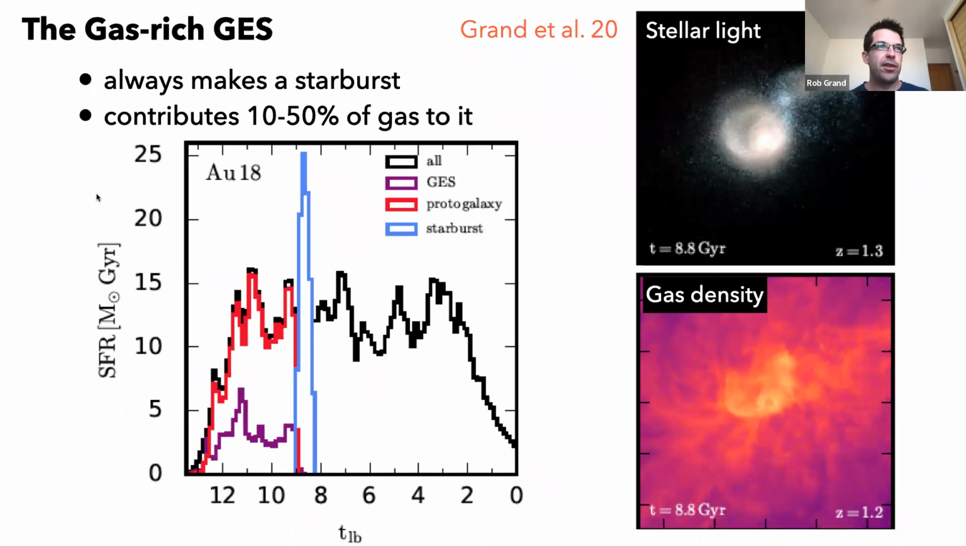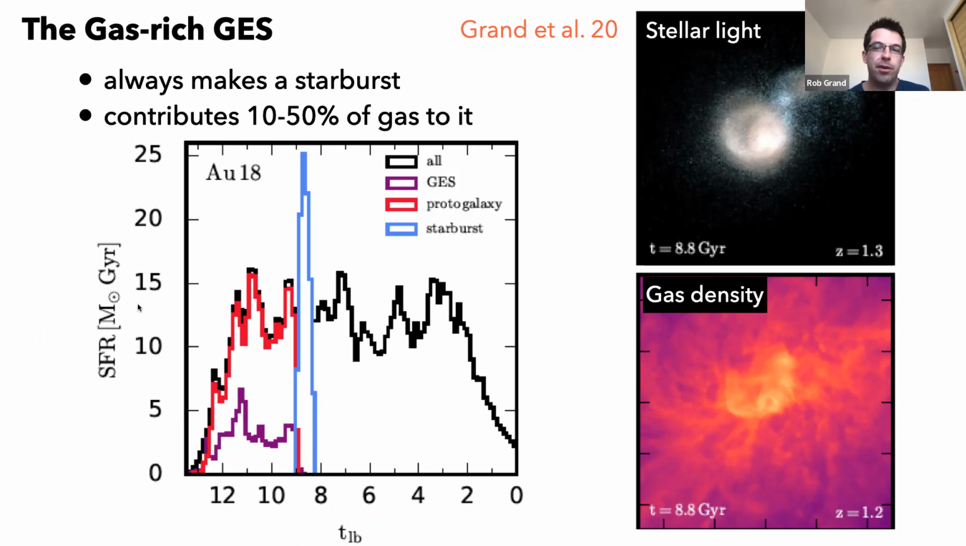Okay, so I just want to focus on one particular example to demonstrate how we think it might have impacted the young Milky Way. First of all, the progenitors that we found are always gas rich, and they always make a starburst as they come in, contributing anything up to half of the gas that takes part in this starburst.